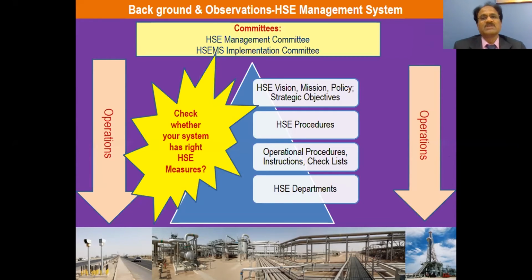So basically, when we talk about the HSE management system in any company, you must be having a good management committee, and then again, there may be an implementation committee. You must be having a vision, policy, mission, strategic objectives. You must be having so many procedures and so many departments and teams, the HSE professionals. But again, what is important, which is missing from some of the companies, is having the right measures in the balance scorecard.